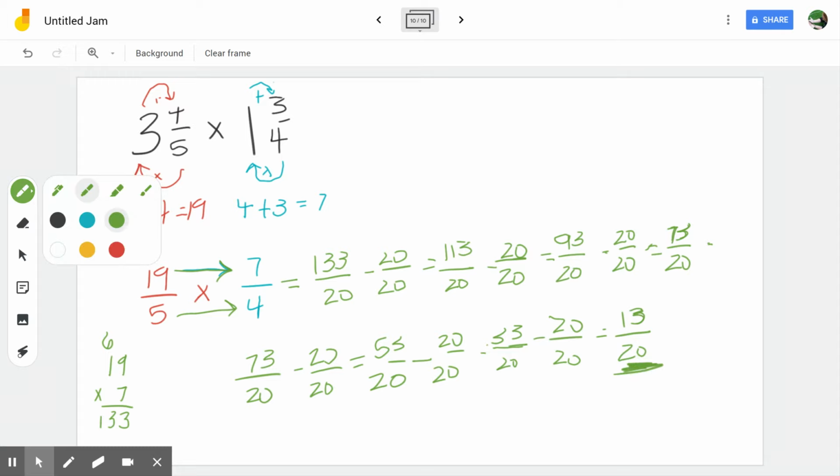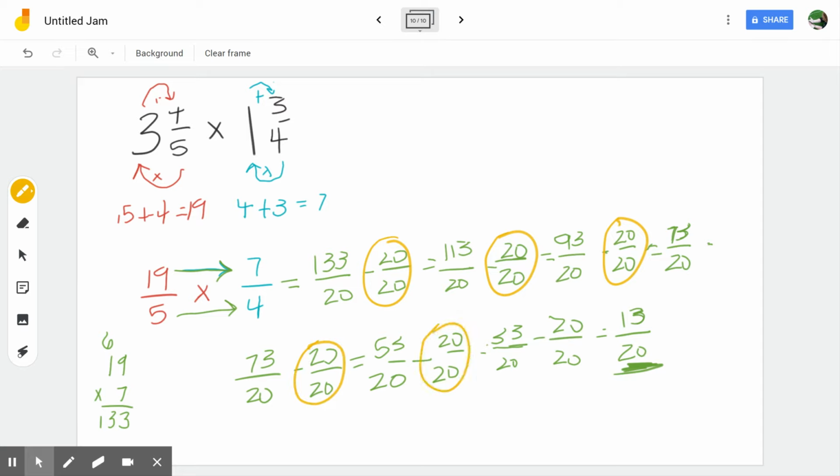So again, don't forget, go back and circle all of them from the very beginning, all the wholes. I have 1, 2, 3, 4, 5, 6. That took a lot of space, guys, a lot of space. While that's fine, as long as you can keep track, I'm going to show you in the next slide a little bit of a faster way. Don't forget your extra fraction, which is 13/20ths. And that is the answer. 3 4/5 times 1 3/4 would be 6 13/20ths.